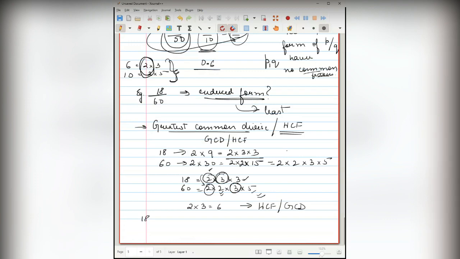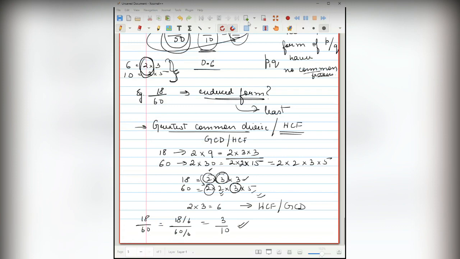Now, if you take this 18 by 60, 18 divided by 6 and 60 divided by 6, you reach 3 by 10, right? Is this part clear? Yes, it's clear.